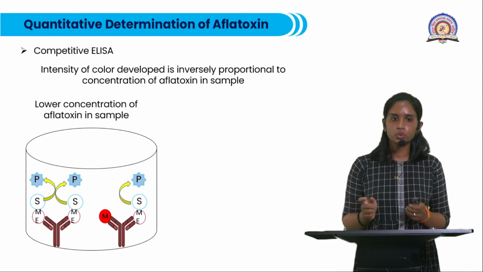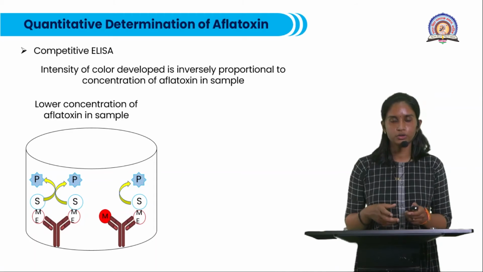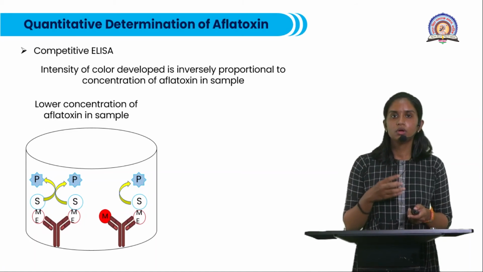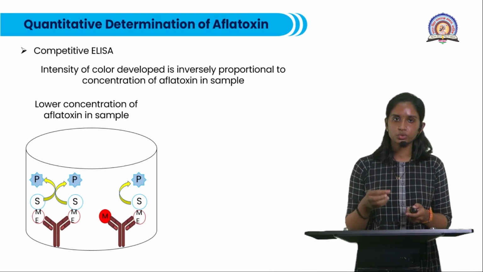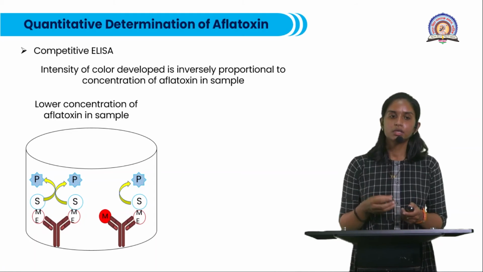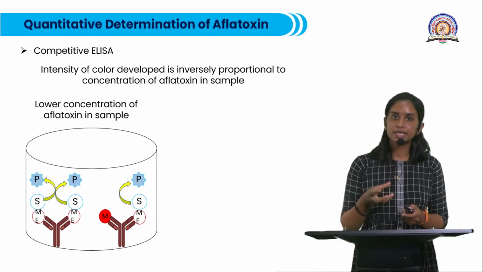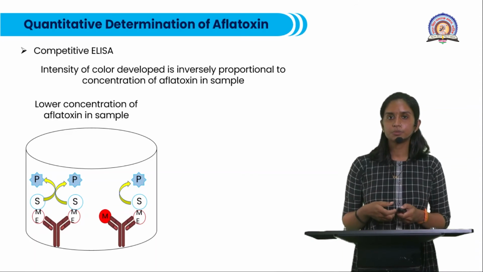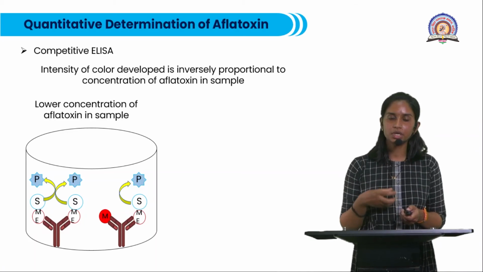So how are you going to correlate this now? See, in the first case your sample has a lower amount of aflatoxin present. So when you add this in the microtiter plate, the aflatoxin present in the sample is low, so there is more chance that the aflatoxin enzyme conjugate will get attached to the antibody. So what is happening here is that, because the aflatoxin concentration in the sample is low, more enzyme conjugate will bind. Due to which, more substrate will be converted into product and a higher intensity of blue color will be observed.